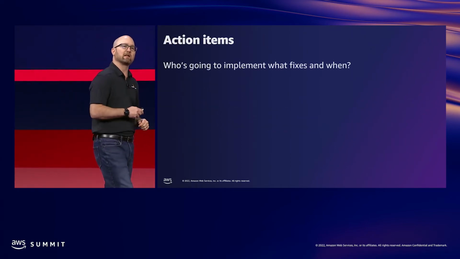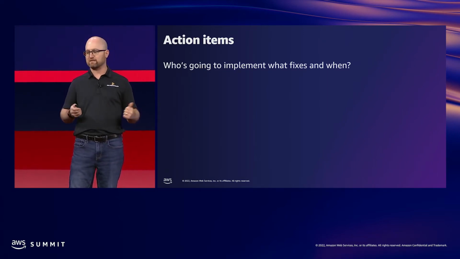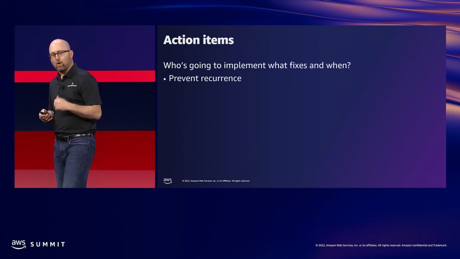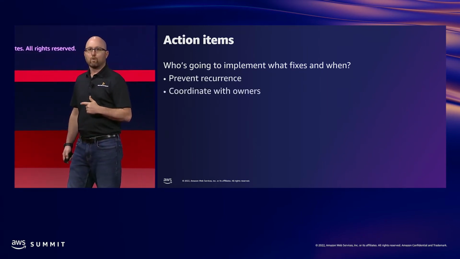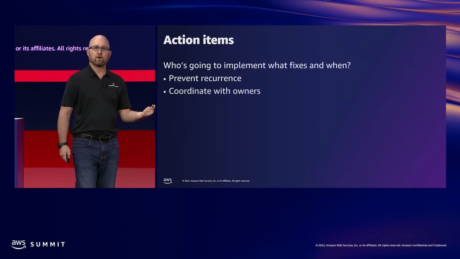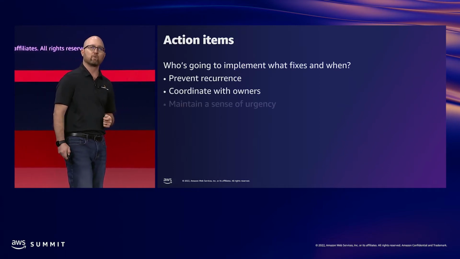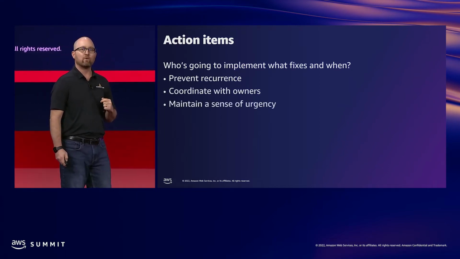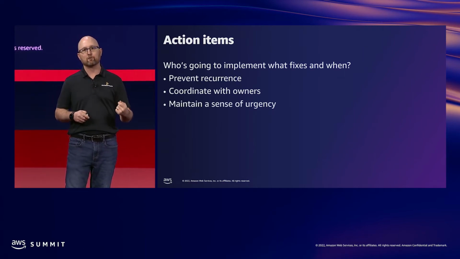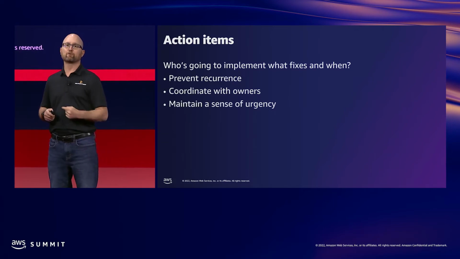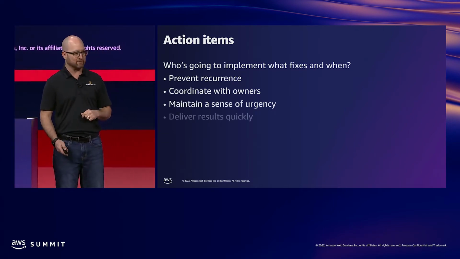And the purpose of that is we're going to get action items out of it, right? We're going to try to figure out who can implement what fixes and when are they going to do it. We're trying to prevent reoccurrence so that this never happens again. We're coordinating with all the different owners of this correction of error so that we can all work together to figure out the best way to implement improvements. We want to maintain a sense of urgency because it's about action and improvement. And we want to take that action and improvement as fast as we can and drive that to completion so that we don't have these issues again.